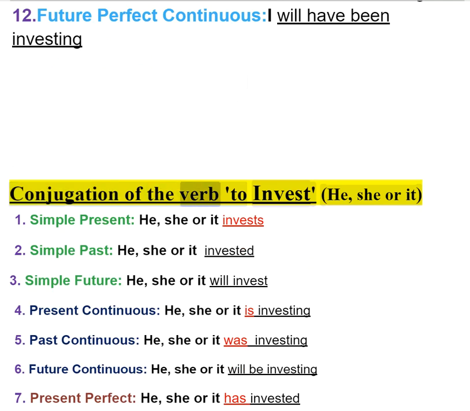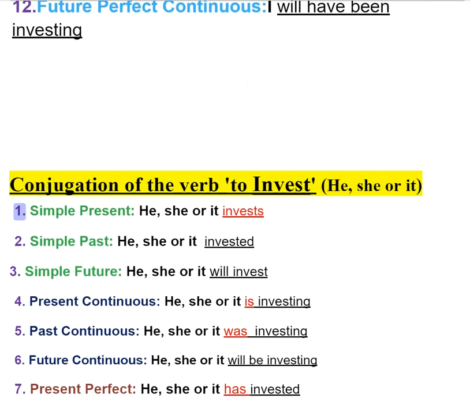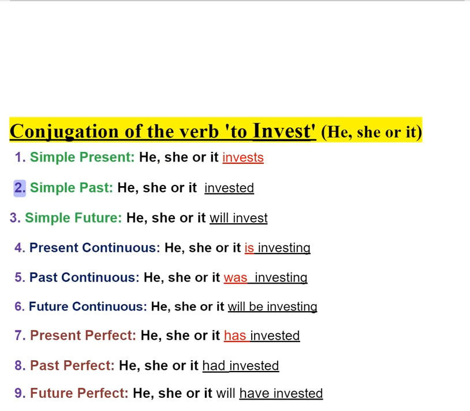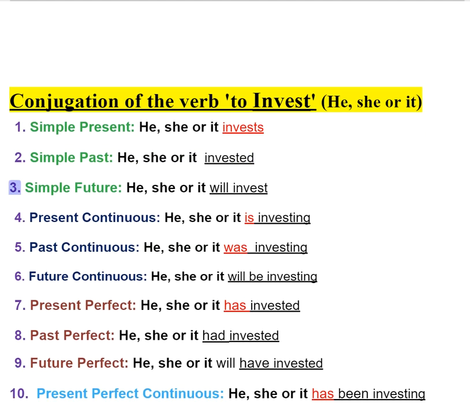Conjugation of the verb to invest. He, she or it. 1. Simple present. He, she or it invests. 2. Simple past. He, she or it invested. 3. Simple future. He, she or it will invest.